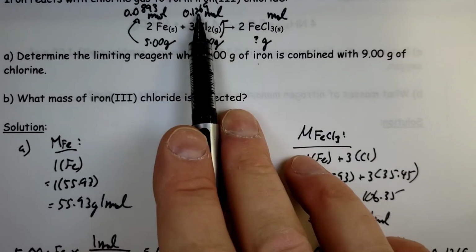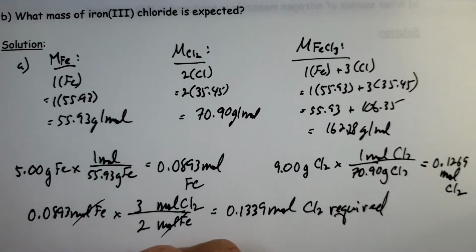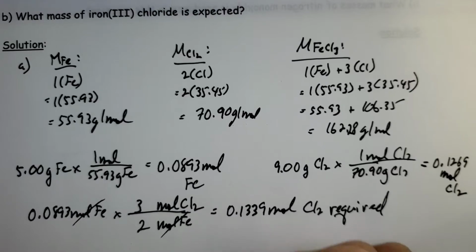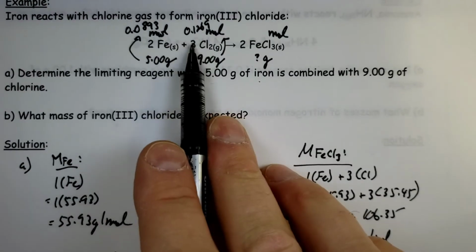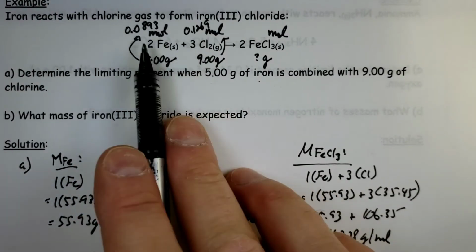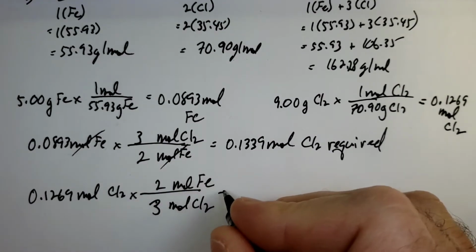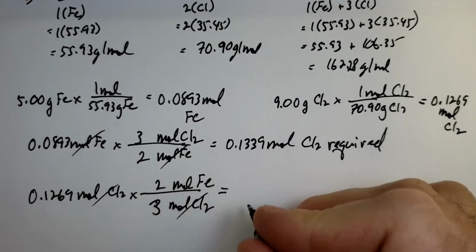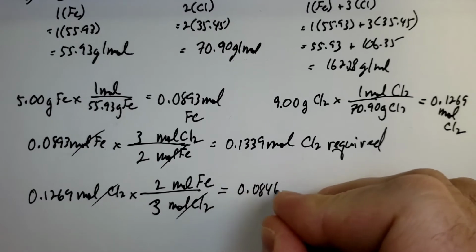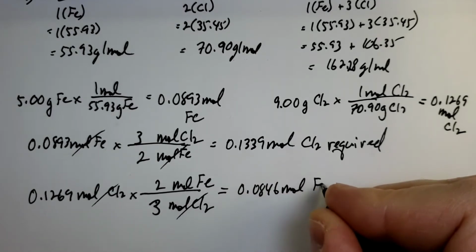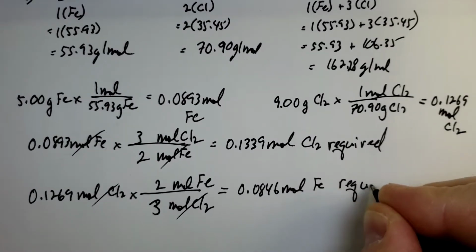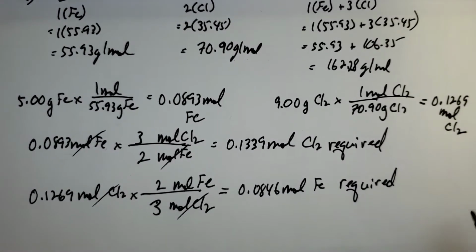Going vice versa, 0.1269 moles of chlorine. And this time, if I try to use up all the moles of chlorine to see how many moles of iron are required, moles of chlorine to moles of iron, 3 to 2. So that's going to give me 0.0846 moles of iron required. So now I just have to see which one works.